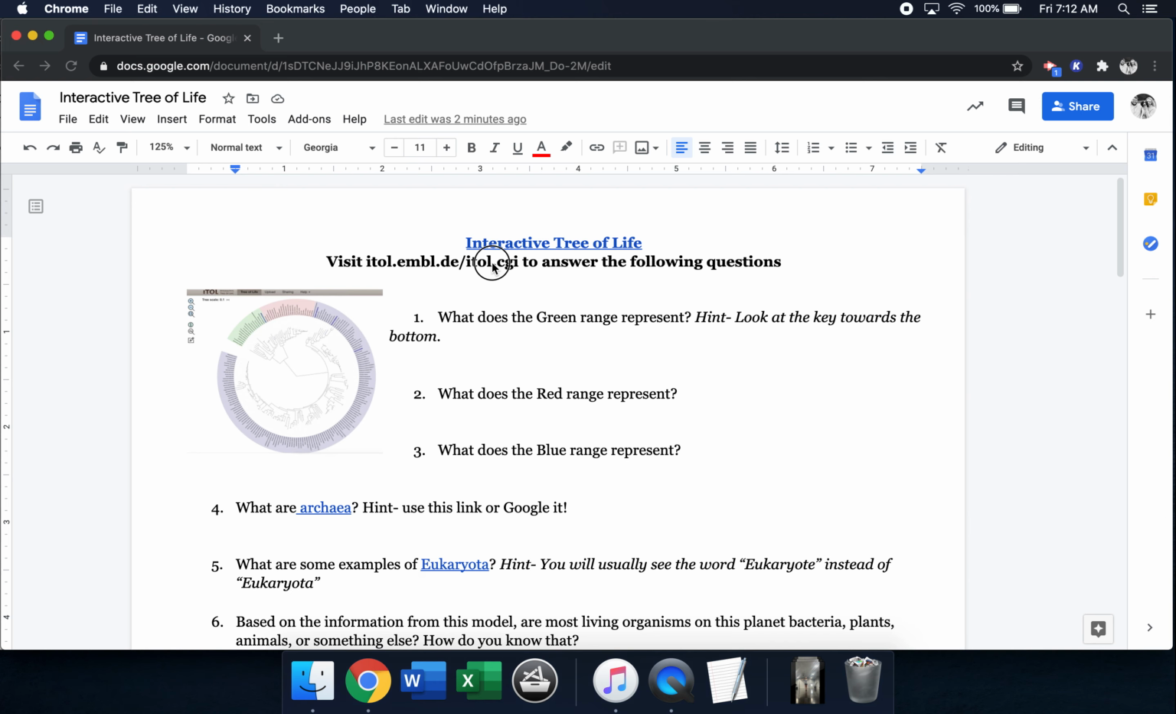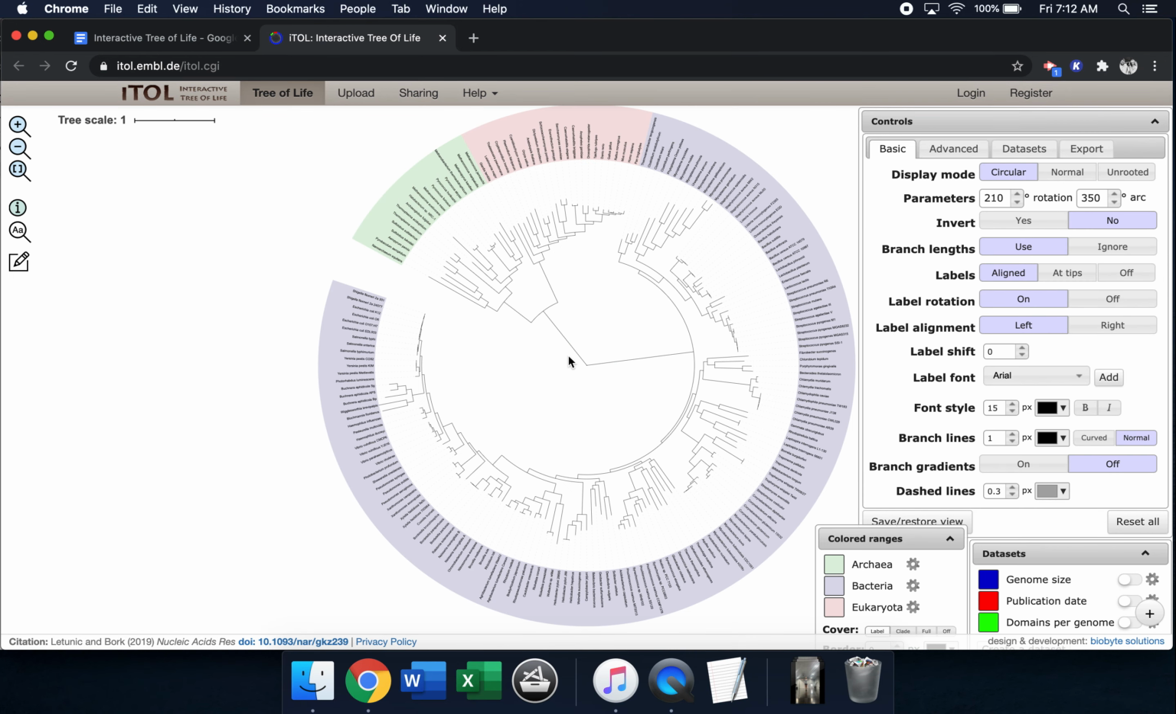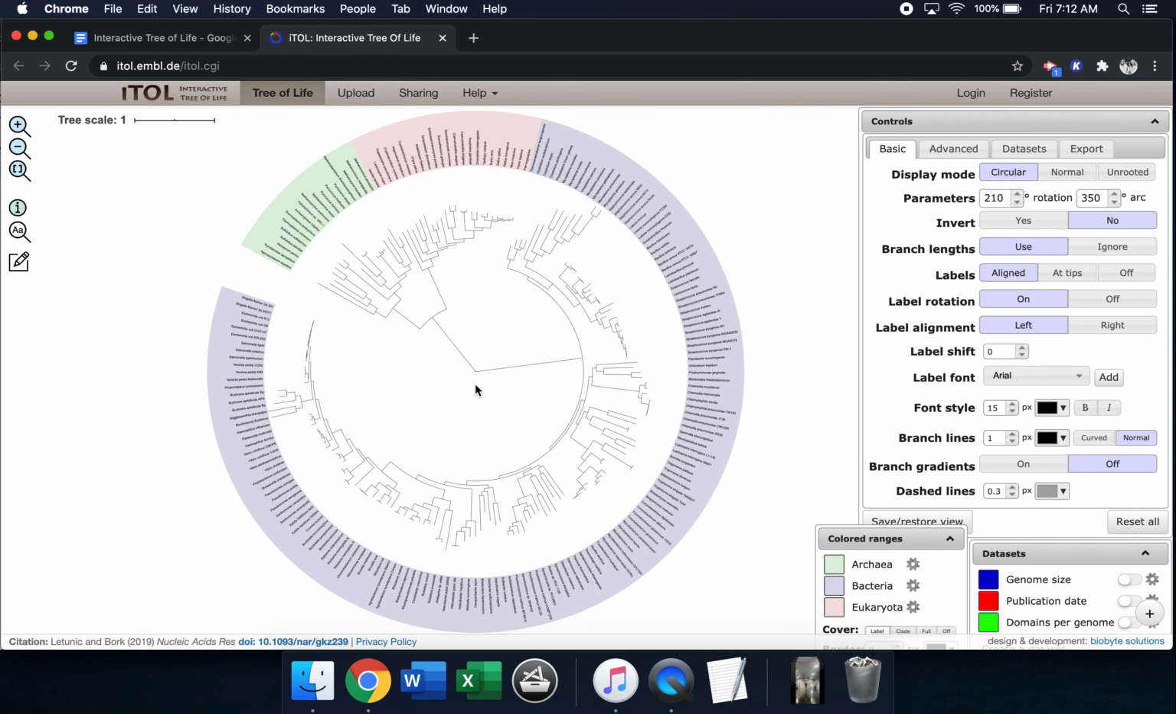All right, so the first thing it asks me to do is to visit this website, so I'm going to go ahead and open that. And this picture is the model that we're going to be looking at as we answer these questions. So this kind of looks like the cladograms that we've been working on.